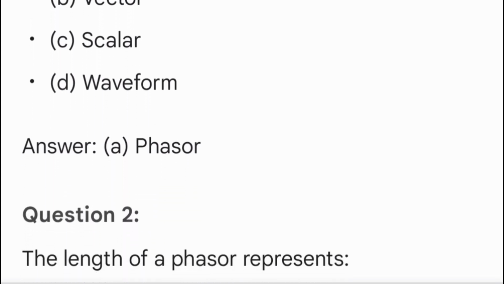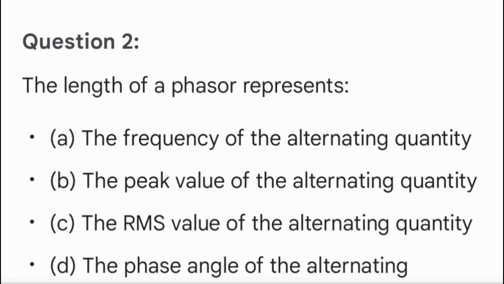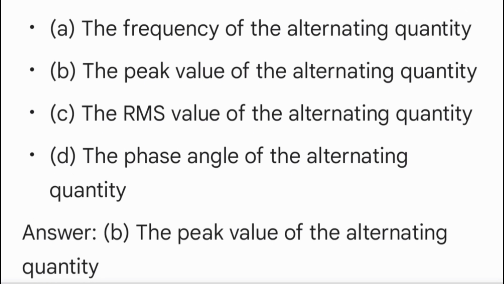Question 2. The length of a phasor represents A. the frequency of the alternating quantity, B. the peak value of the alternating quantity, C. the RMS value of the alternating quantity, D. the phase angle of the alternating quantity. Answer. B. the peak value of the alternating quantity.